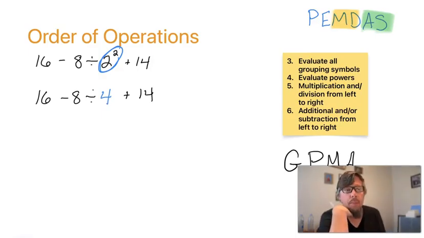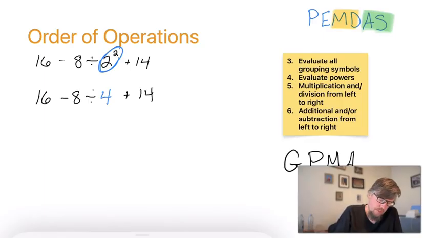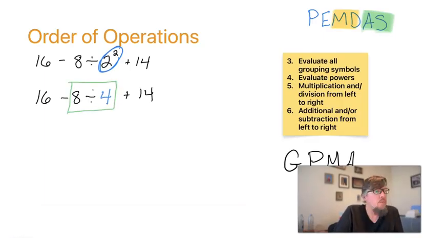Okay, so now we have no more powers in this problem. We're ready to move on to multiplication and division. This problem only has division. There's no multiplication in here for us to worry about at all. So we're going to go ahead and do the division next. 8 divided by 4 is 2. So we've got 16 minus 2 plus 14.